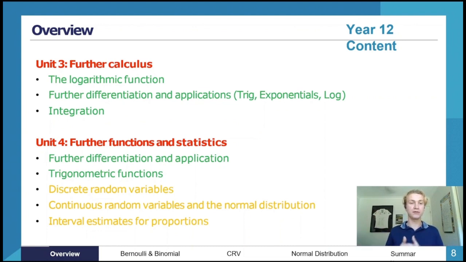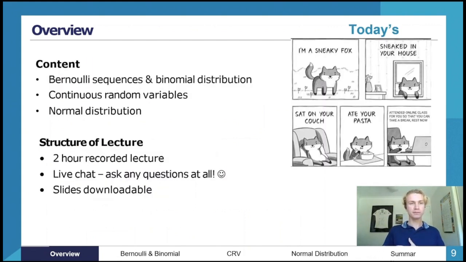What are we going to be talking about today? Discrete random variables, continuous random variables, and the normal distribution, then interval estimates for proportions, which are our confidence intervals. So yeah, here's an overview of what we're going to do for today: Bernoulli sequences and binomial distributions, continuous random variables, the normal distribution.